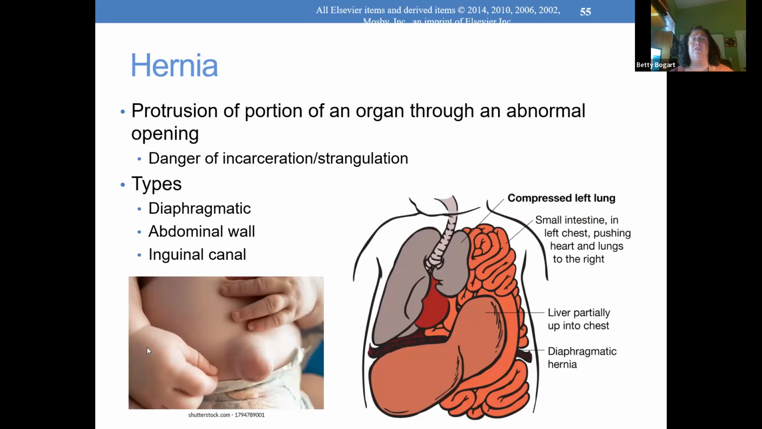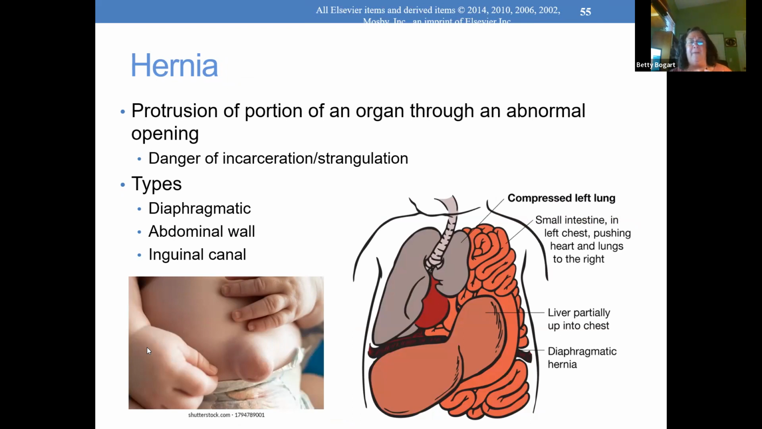Another thing that can happen is hernias. We've seen inguinal hernias. In children, one of the biggest things is umbilical hernias. If you ever had a child with a big umbilical hernia, take your finger, you push it in and out, it's soft, doesn't hurt, it tickles the kid, it's no big deal.